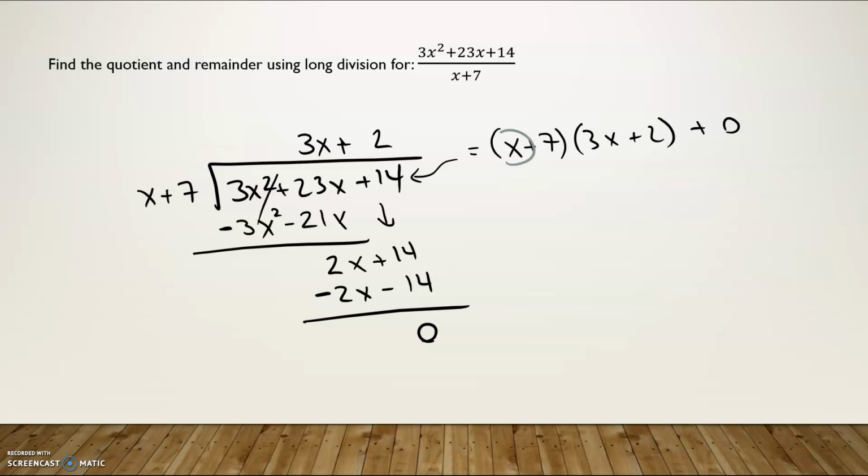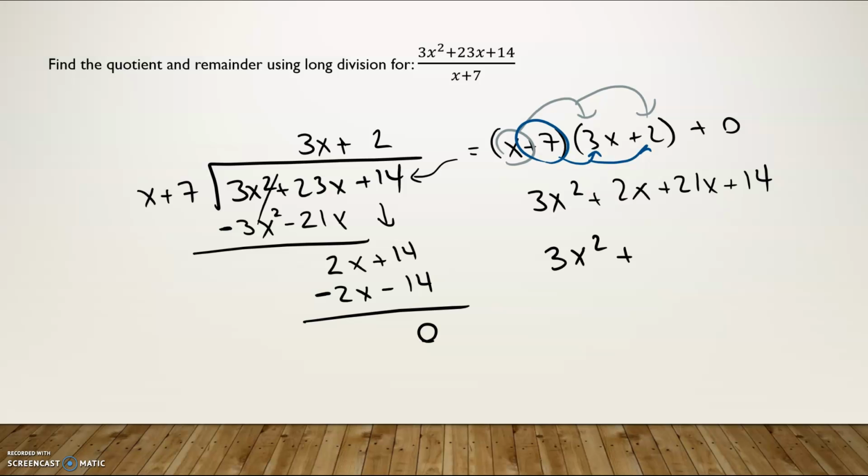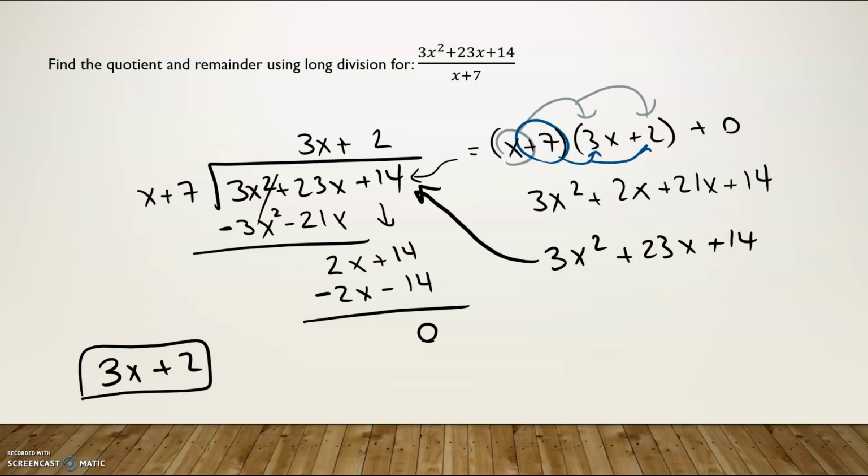Okay, so I'm going to take x times 3x and times 2. So that's going to be 3x squared plus 2x. And then take this positive 7 times 3x and times 2x. So that's going to be plus 21x and plus 14. So 3x squared plus 23x plus 14, which, hey, that is exactly the same thing. So my final answer of 3x plus 2, that would be my final answer. And we know that's true because these two things came out to be the same thing. Okay, so what's my quotient and what's my remainder? That's the question that they're asking.